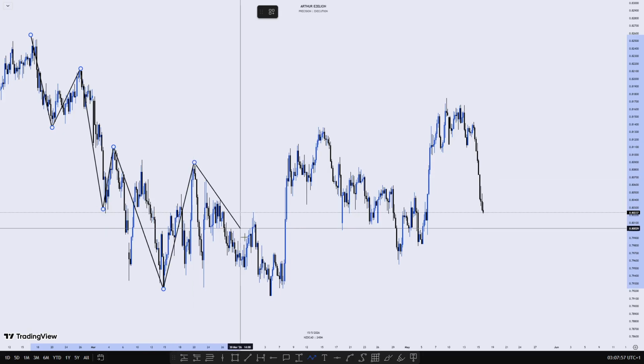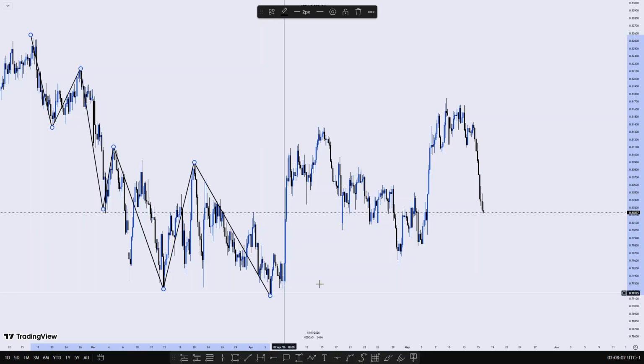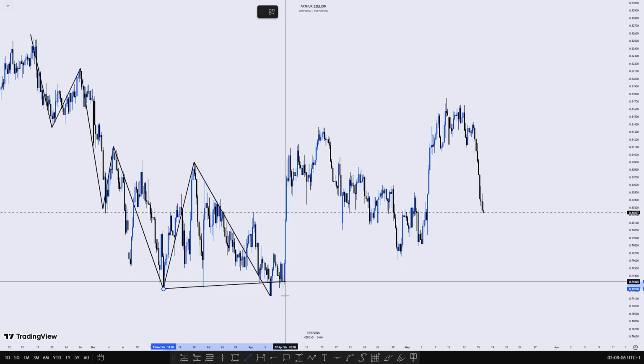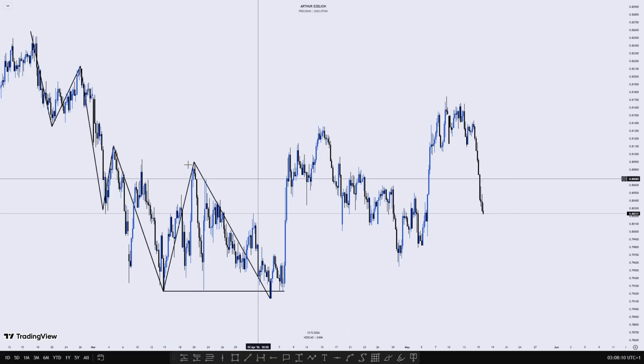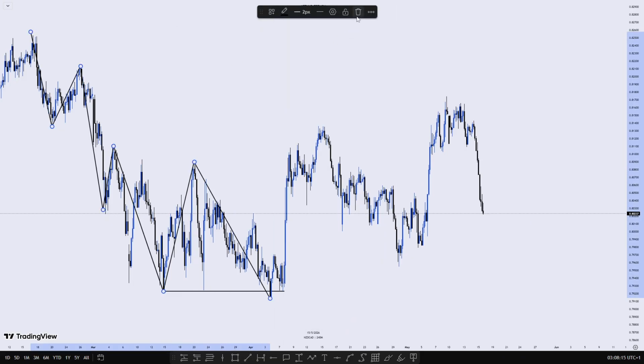So what the price did here, price came and swept liquidity. So remember the first thing, price swept liquidity. After the liquidity sweep, it broke a key structure, which is the last lower high, right? It broke a key structure, which is the last lower high.